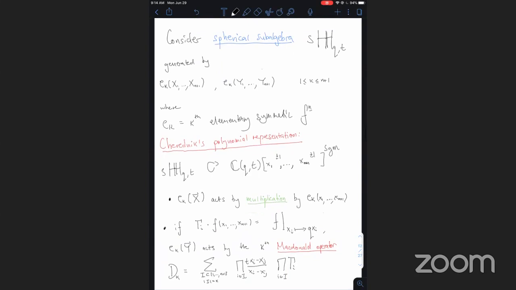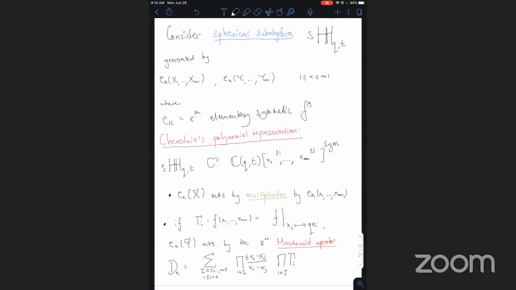So remember, the generators of the spherical subalgebra are elementary symmetric functions in the x generators of DAHA, and also those in the y's. So the generators e k of x act in the simplest way possible. They just act by operators of multiplication by the kth elementary symmetric function in the little x's. Okay?